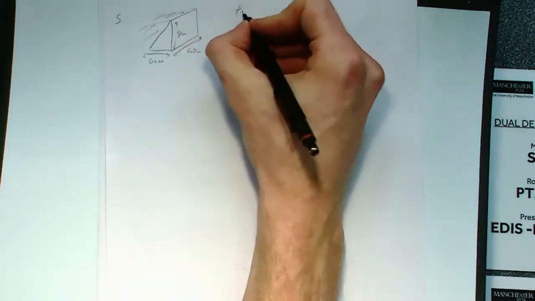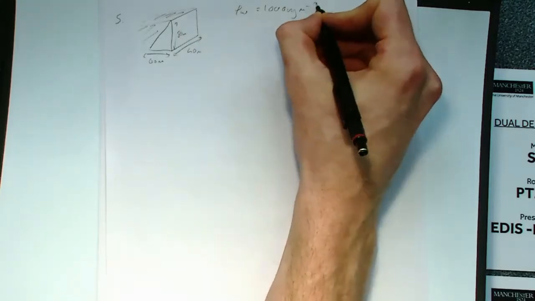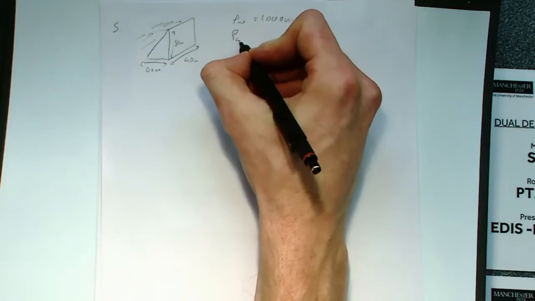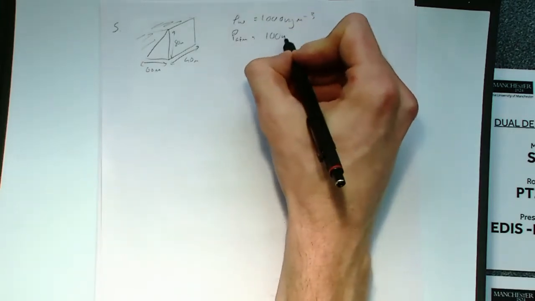We know the density of water, we're given that. That's 1000 kg m^-3. We're also given the concrete weight. Why would we need that? I don't think we do need that. And we're given the pressure of the atmosphere, which is given here as 100 kPa. The classic. Okay, so there's two ways to do this.